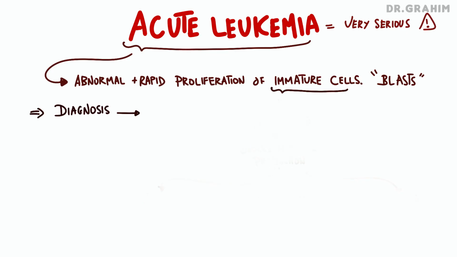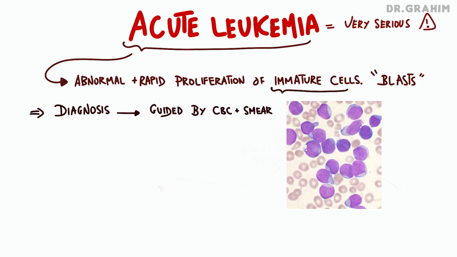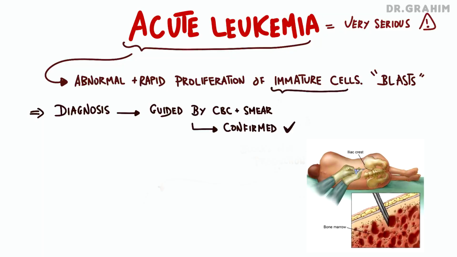The diagnosis is guided by a complete blood count, or what we call CBC, and a blood smear, which allows the detection of blasts in the blood. It is then confirmed by a bone marrow aspiration, called myelogram, a procedure that involves collecting a bone marrow sample to be analyzed under a microscope.